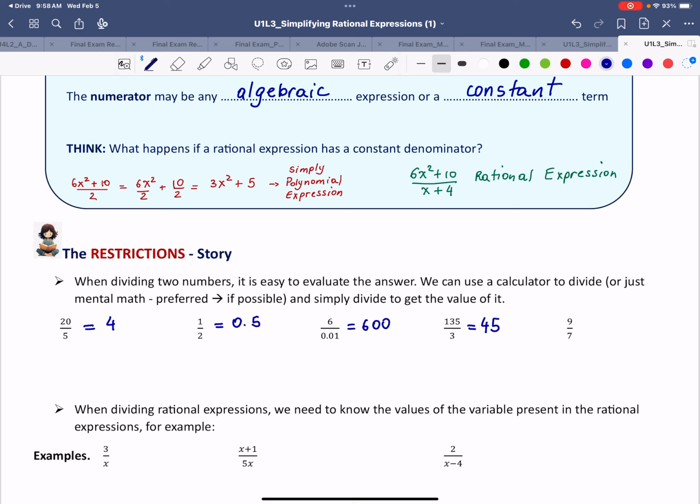And 9 divided by 7, I would need a calculator in order to find the value of it. So 9 divided by 7 is 1.2857, the decimal value, not the exact value, sorry, my bad. And you can round it to as many decimal places as required. So I would round to 1 decimal in this case.